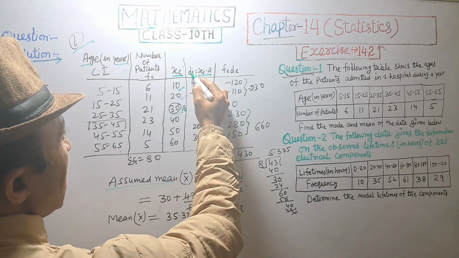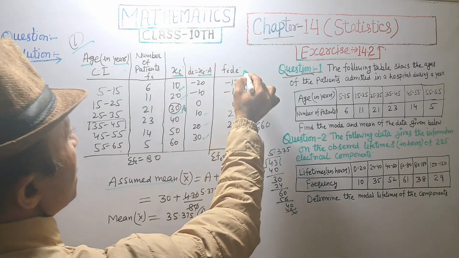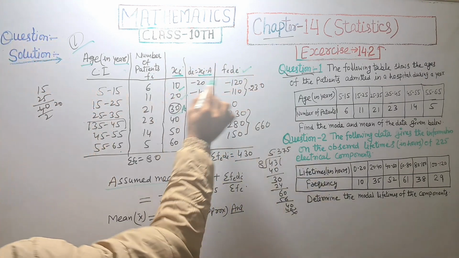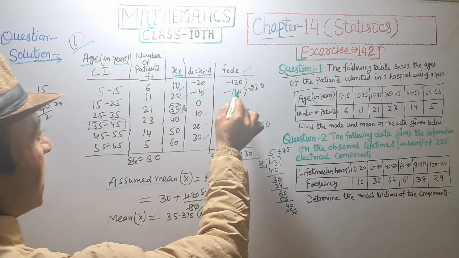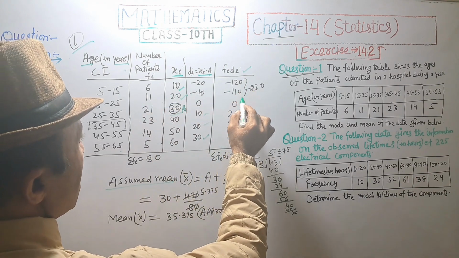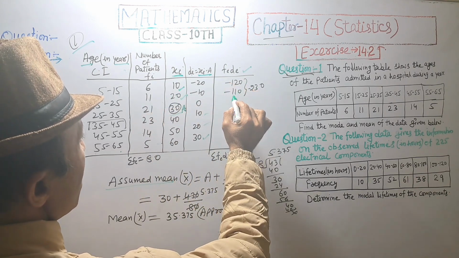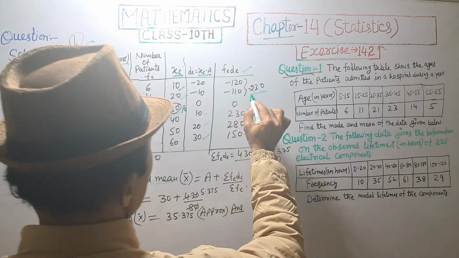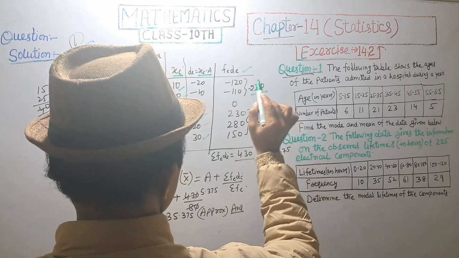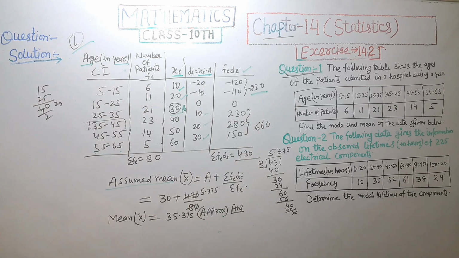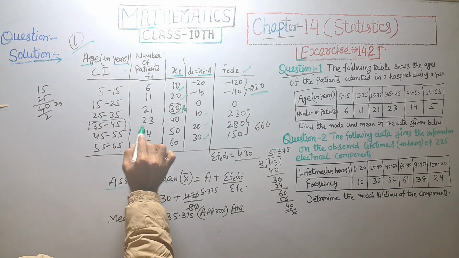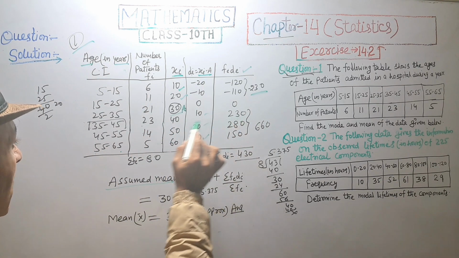And that is di. So we multiply fi into di. 6 twenties are 120. 11 tens are 110. That is a negative value. So the sum of 120 and 110 is 230, minus 230. And 23 multiplied by 10, that is 230.